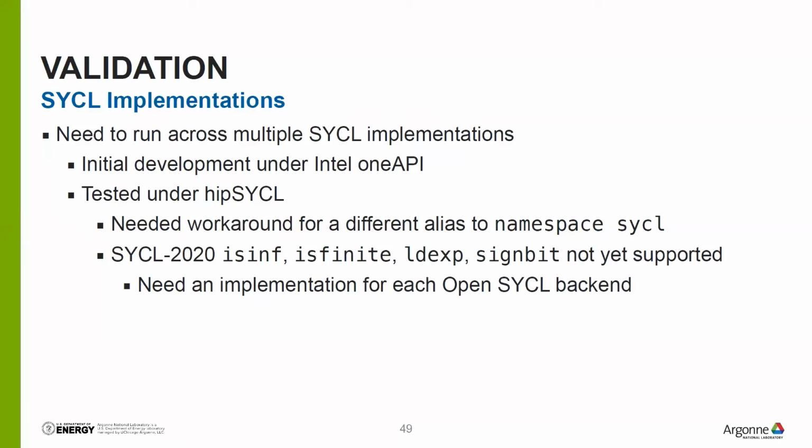We want to make sure it works on more than one implementation, so we did it under Intel oneAPI and tested under IWOCL. There are some workarounds, some namespace stuff. People think of C++ namespaces as a kind of package management. It's not, it's just a language mechanism, and it really shouldn't be used for package management. And at the time, those functions were not yet supported.